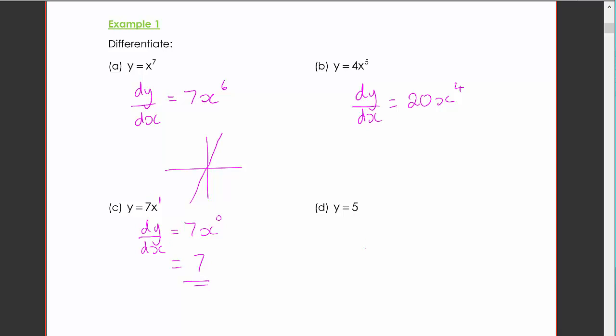Now there's a couple of different ways of thinking about this one. So first of all, you could think of it as 5x to the 0. So when you differentiate, 0 comes down in front and multiplies, and of course anything multiplied by 0 is 0. But if you think about y equals 5, it's a horizontal line, the gradient of which is 0. So once again, we'd expect the gradient function to be 0.